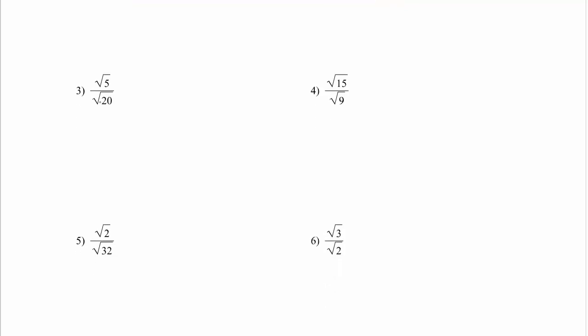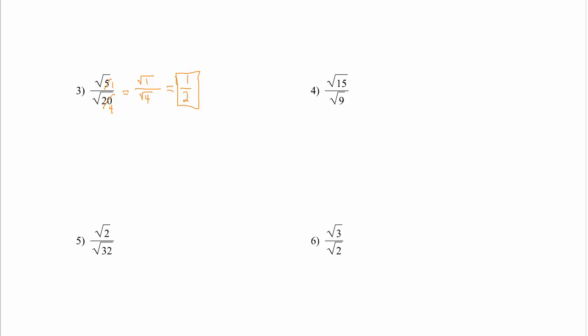Number 3. The square root of 5 over the square root of 20. Neither of these are perfect squares. But you know what? Can we reduce 5 into 20? We can. 5 goes into 5 once. 5 goes into 20 4. And we're left with the square root of 1 divided by the square root of 4. Now look at that. They're both perfect squares. The square root of 1 is 1, and the square root of 4 is 2. So our answer to this is 1/2. Let's take a look at another one.